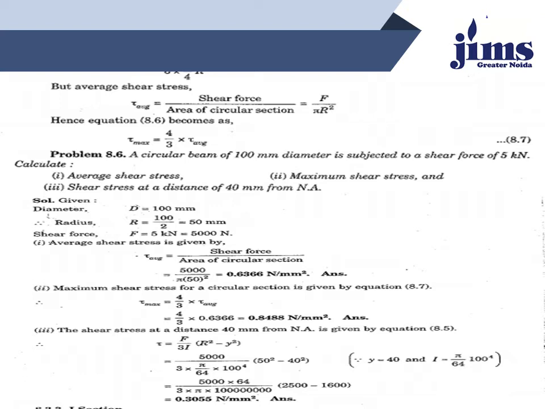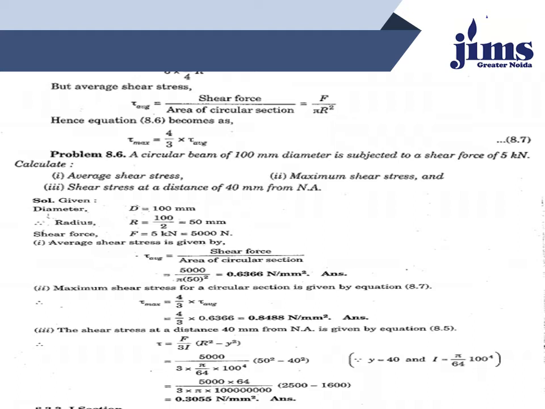So this problem 8.6 is related to a circular section. A circular section of beam 100 millimeter diameter is subjected to a shear force of 5 kilonewton. Calculate the average shear stress and maximum shear stress, and the shear stress at a distance 40 millimeter from the neutral axis. So in this problem, the diameter is equal to 100 millimeter, that's why radius is equal to 100 by 2, is equal to 50 millimeter, and the shear force F is equal to 5 kilonewton, or we can say 5,000 Newton.